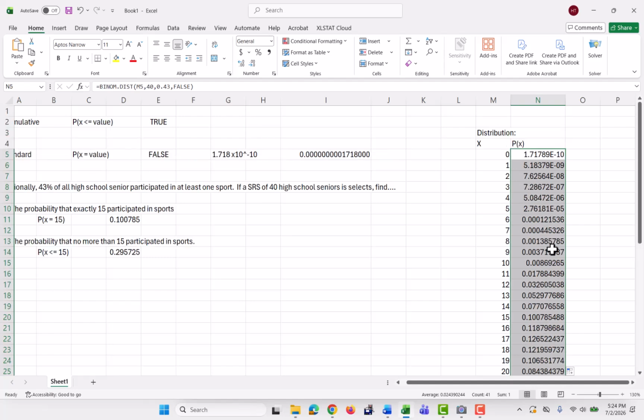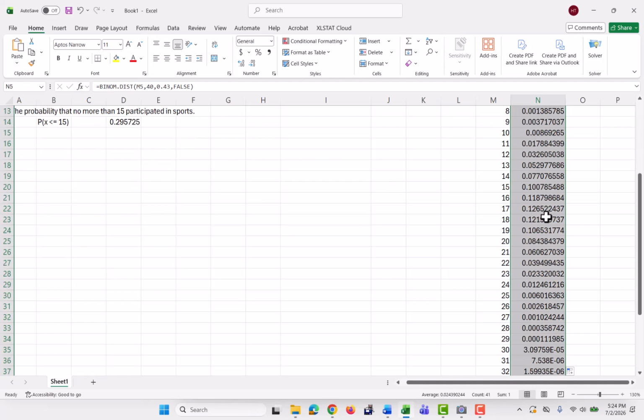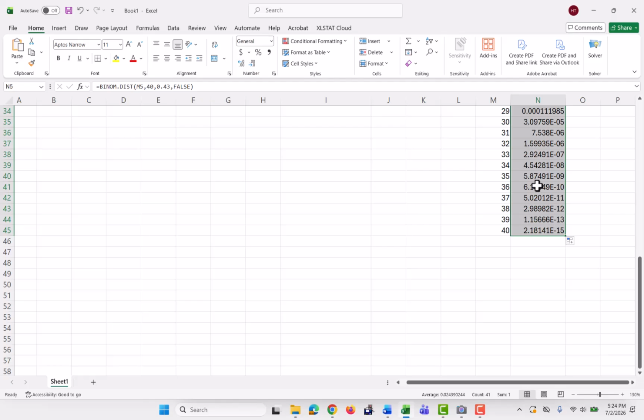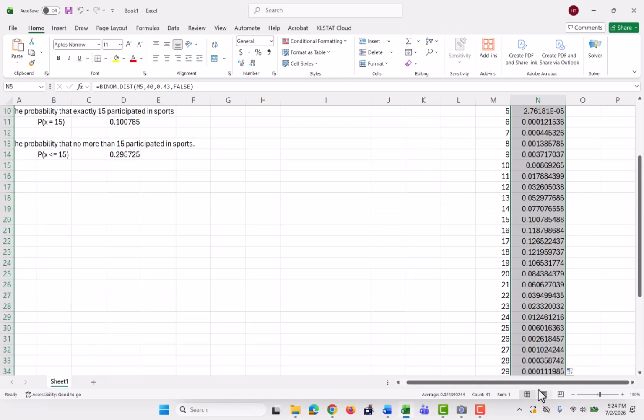And so you can see there's a lot of probabilities here that are really small. At the really small numbers, the probabilities are very tiny. And up in the really big numbers, the probabilities are also really tiny.